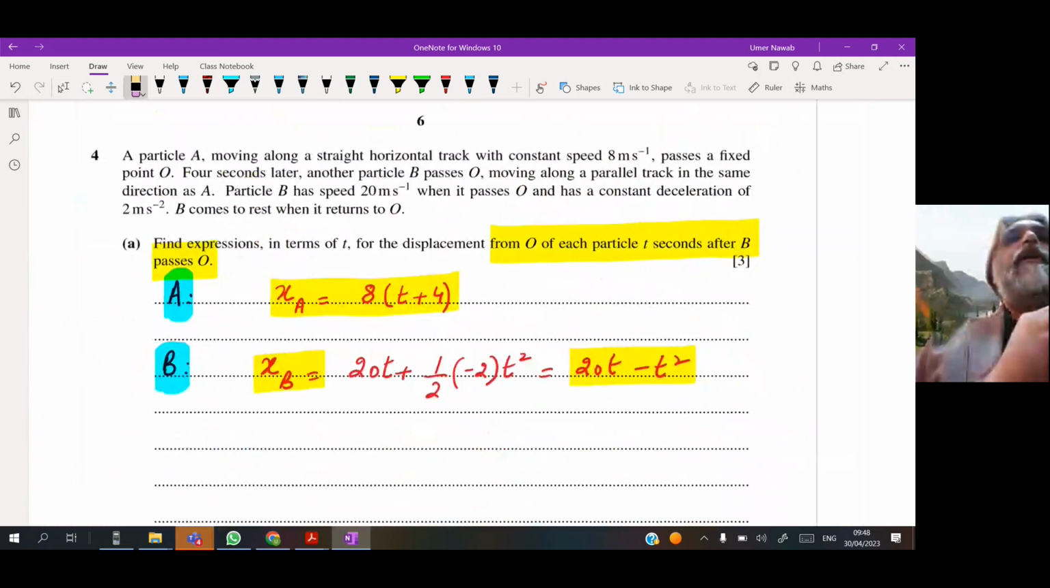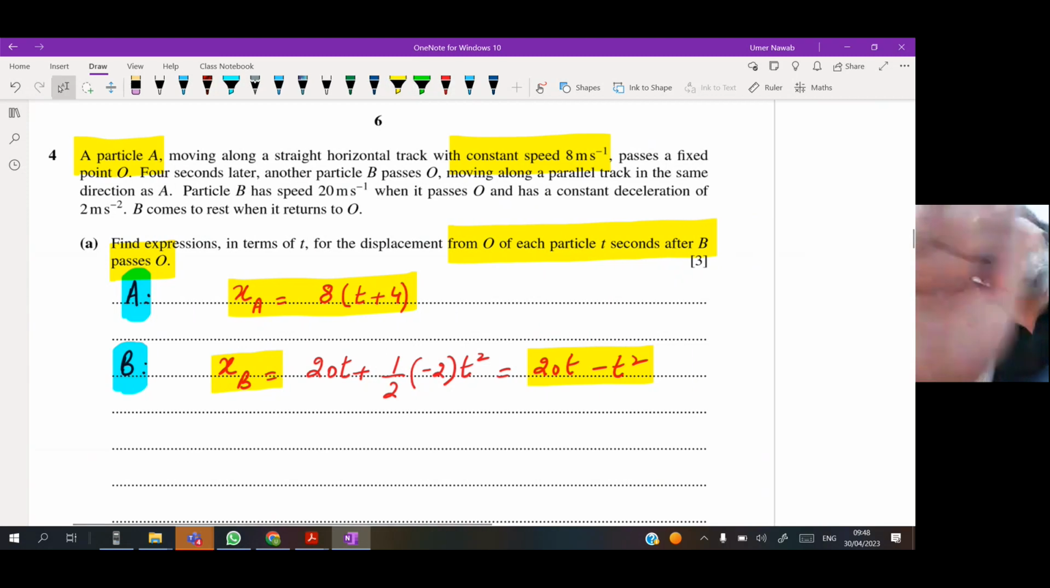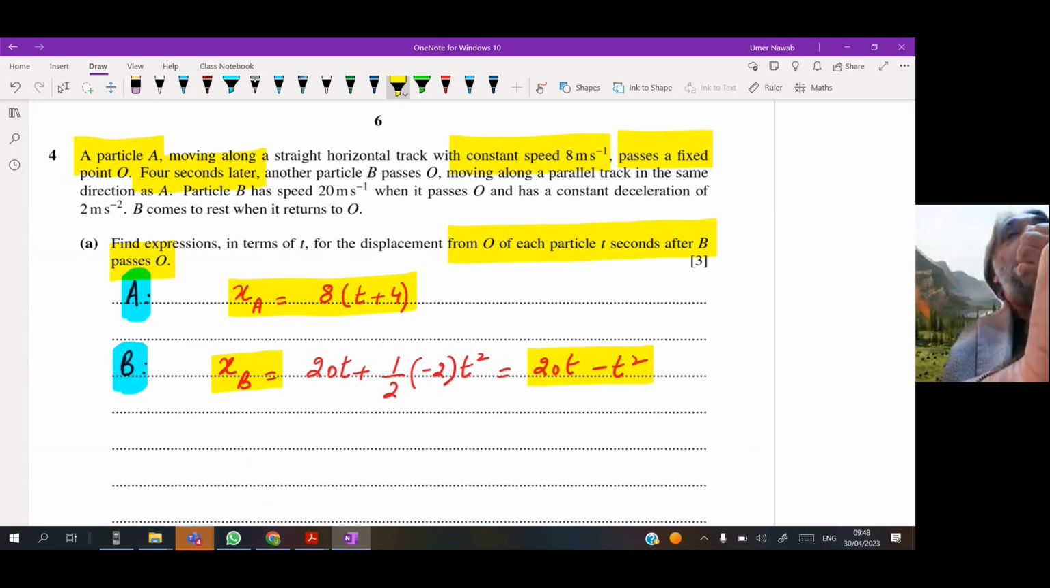Question number 4, you guys can see now a particle A moving along a straight track with a constant speed of 8 meter per second. So particle A is moving with a constant speed. Guys, you remember the constant speed formula? Distance is equal to Vt, and it passes a fixed point O. 4 seconds later, another particle passes O, moving along a straight track in the same direction as A.